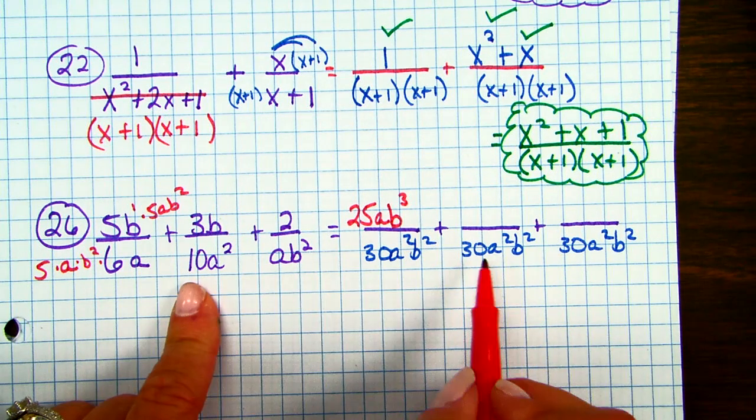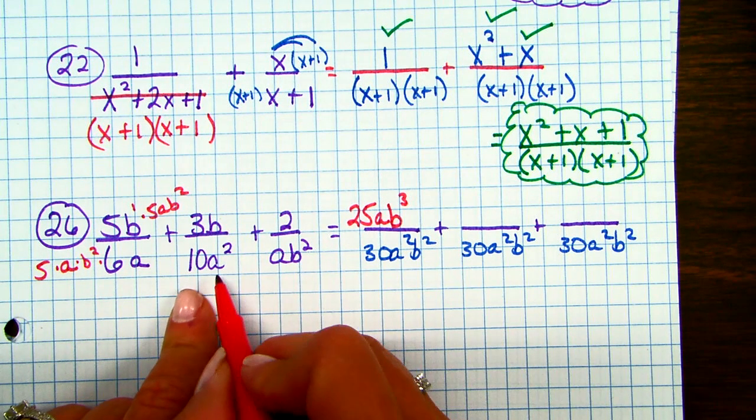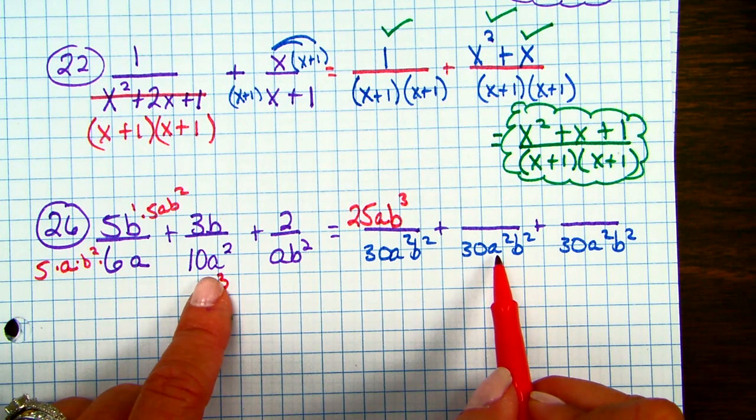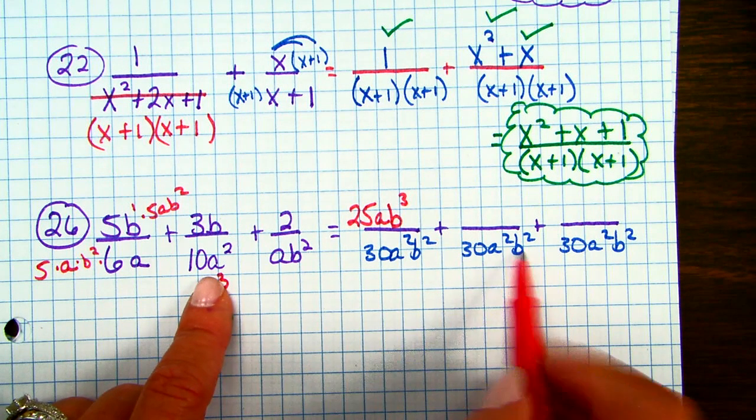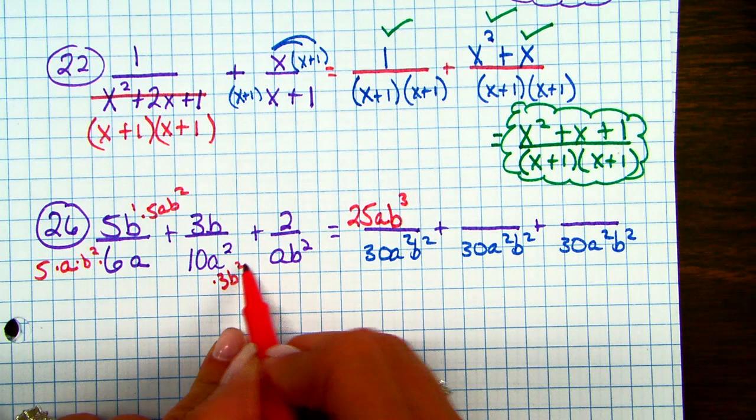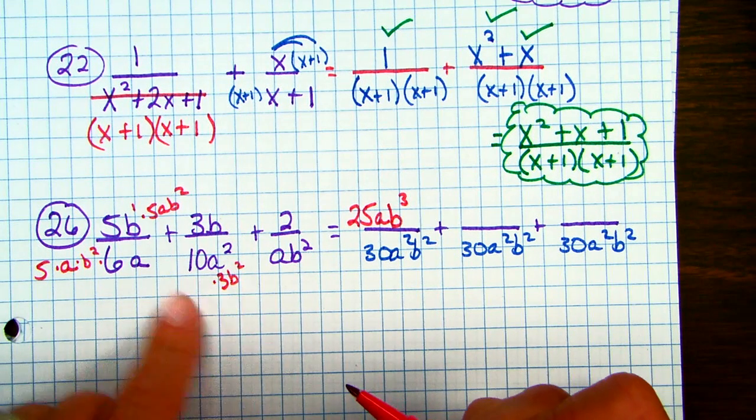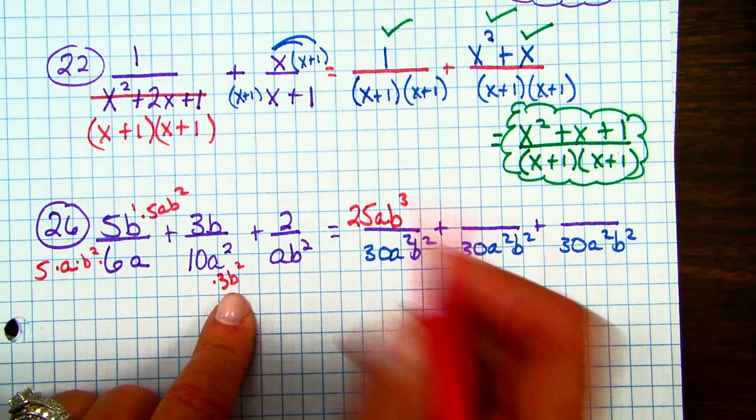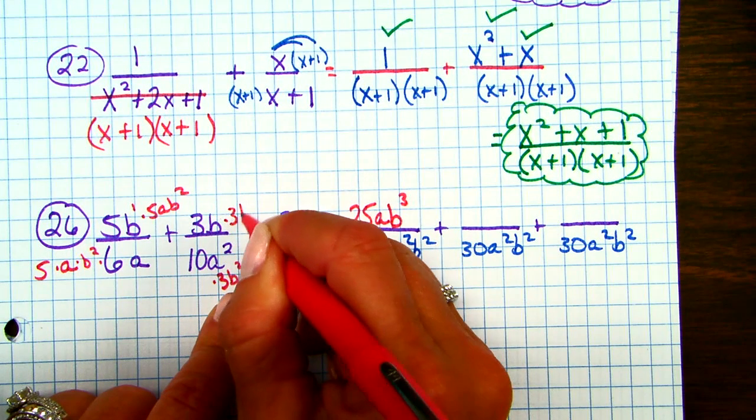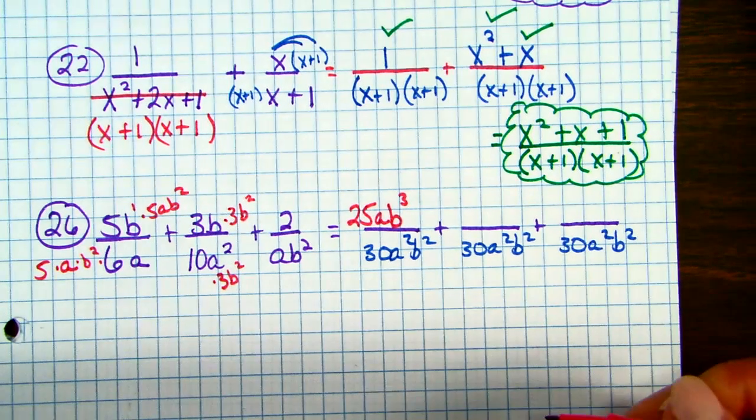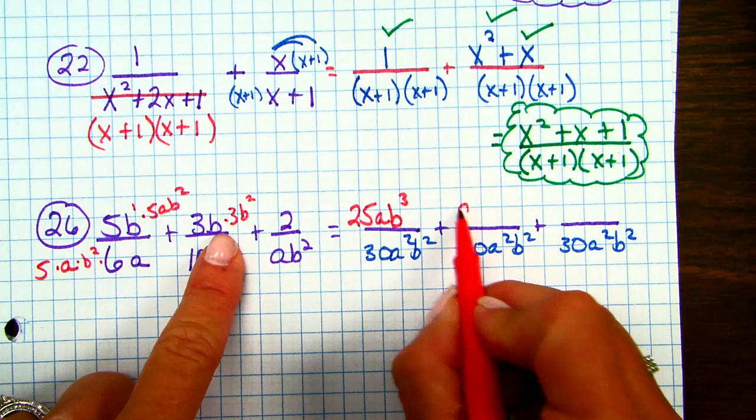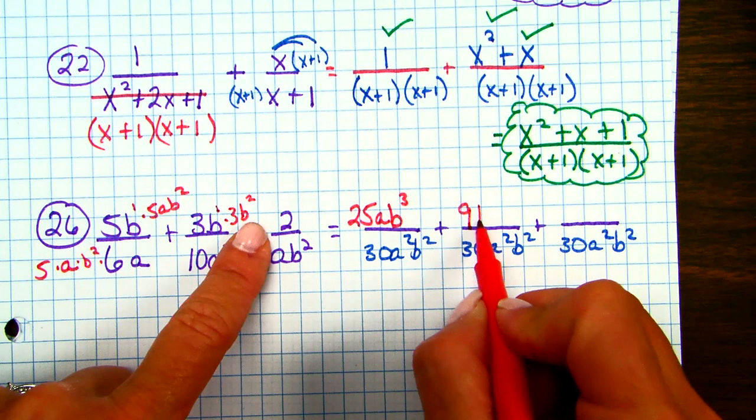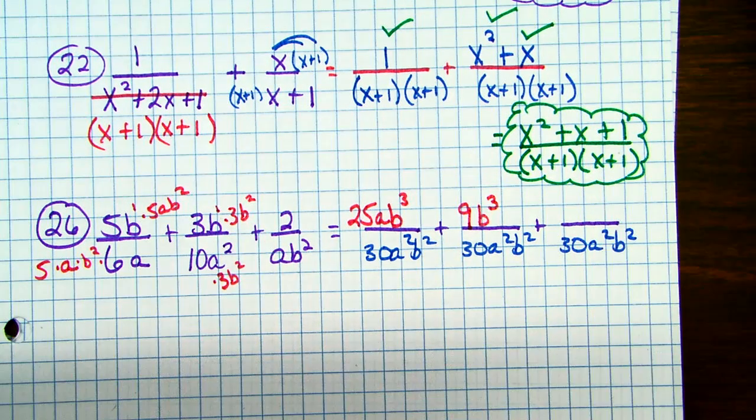All right, 10 times what would give me that 30? 3. I have 2 A's. There's 2 A's here, so my A's are good, but I'm missing both B's. Right? So if I multiply this purple and red together, I get this blue. That's what you're looking for. Whatever I multiplied my denominator by, I'm going to multiply my numerator by. So 3 times 3 is 9. B to the first times B to the second is B to the third.